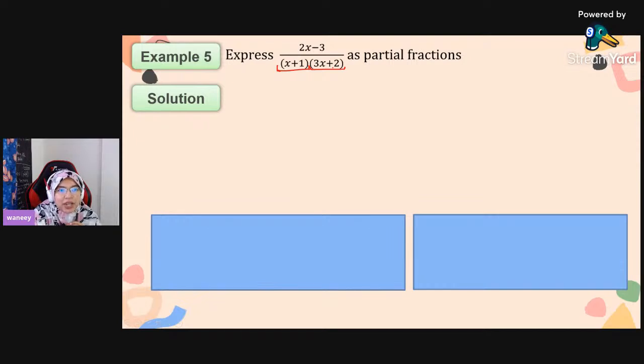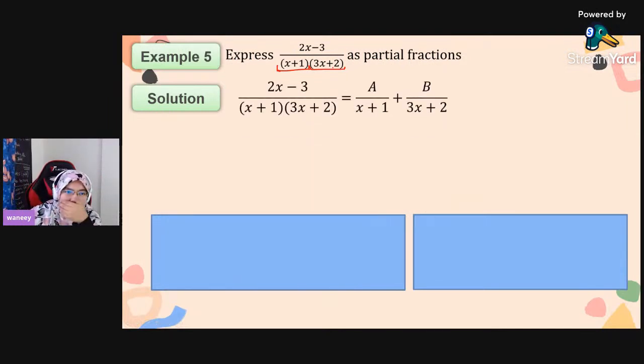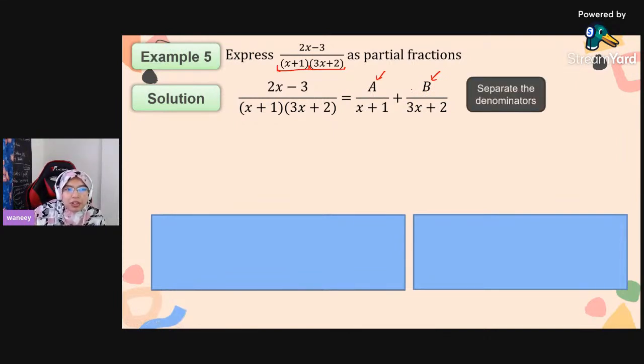For distinct linear factors, you must separate your denominator, and then at the top, we are going to use some constant. So you will have x plus 1 and 3x plus 2, since both of them are linear, so we can use a constant at the top: A and B. So you must separate your denominator. What happens next is the method to find the values of A and B.